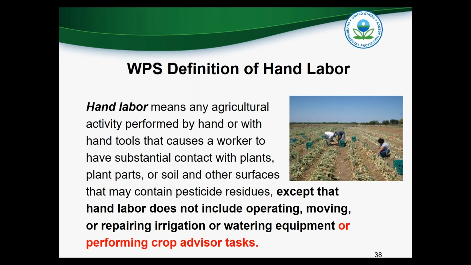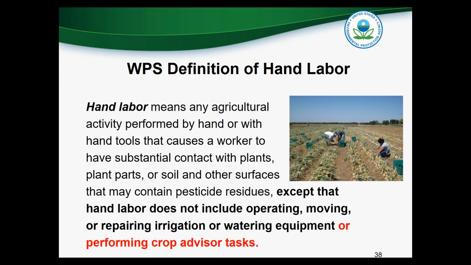Next slide. The last key definition is a definition of hand labor. As I mentioned earlier, hand labor is a group of activities that cannot be carried out during the REI because of the REI restrictions. But hand labor also says, you notice at the very end, that hand labor does not include operating, moving, or repairing irrigation or watering equipment or performing crop advisor tasks.